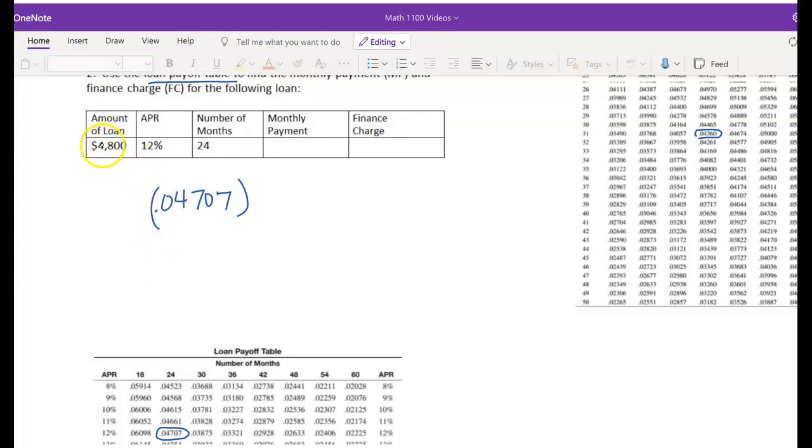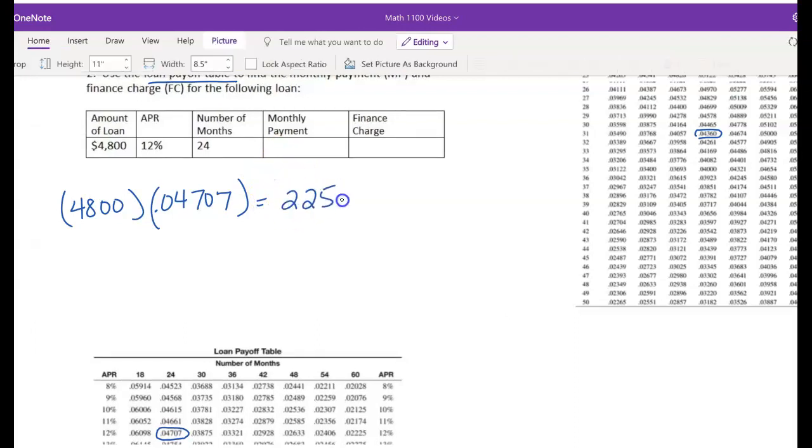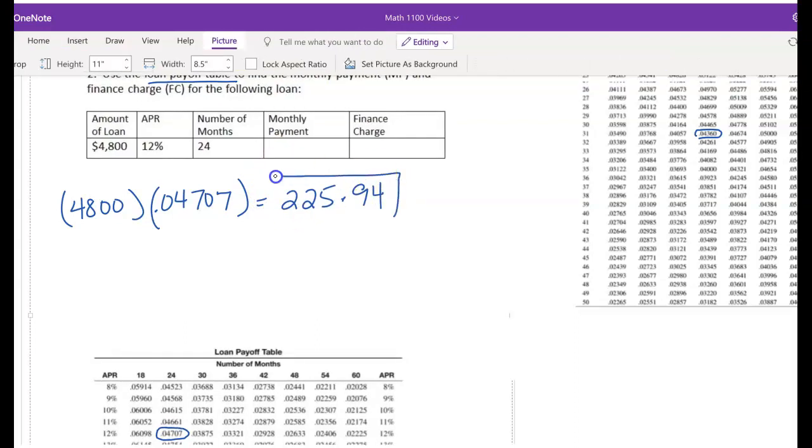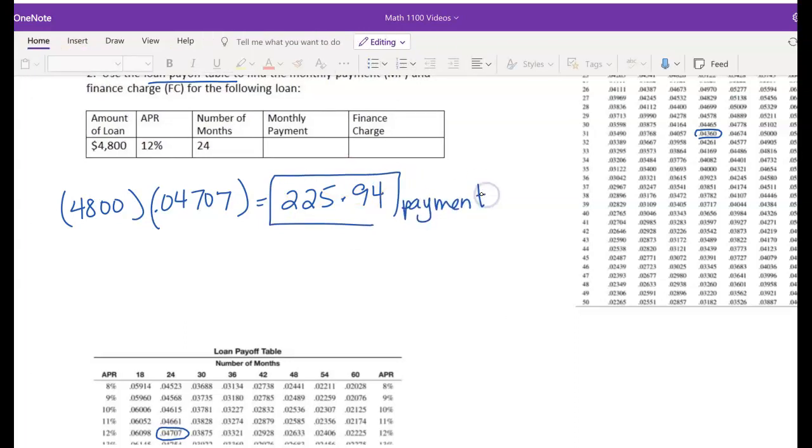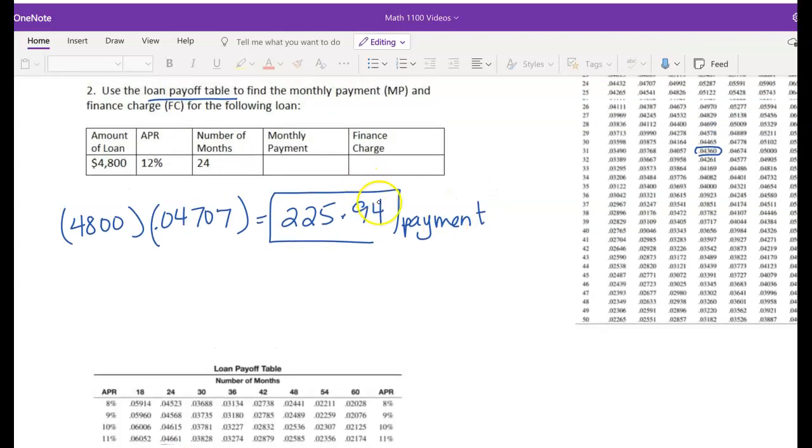And I'm going to multiply that by the loan amount, $4,800. And in this case, I get a payment of $225.94. Okay. Now, question 2 asked to go a little bit further. Question 2 says don't just find the payment. We did that. We also want to find the finance charge. Now remember, the finance charge is the difference between the total amount paid and the cash price.